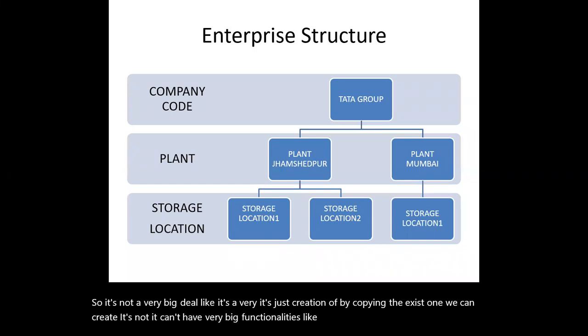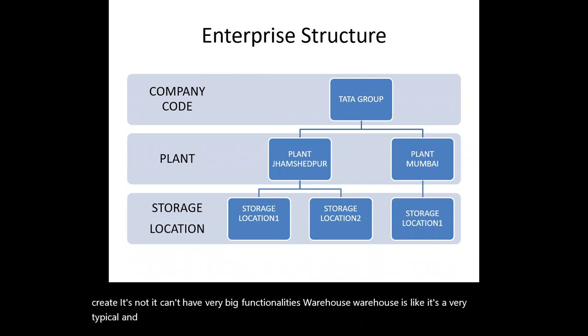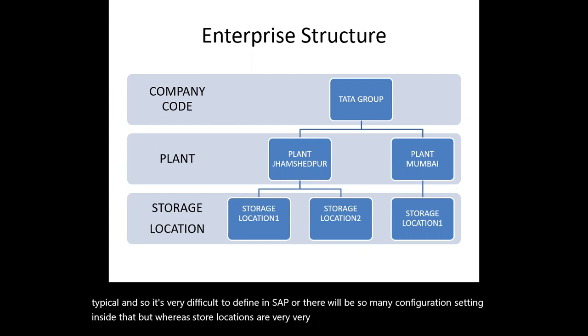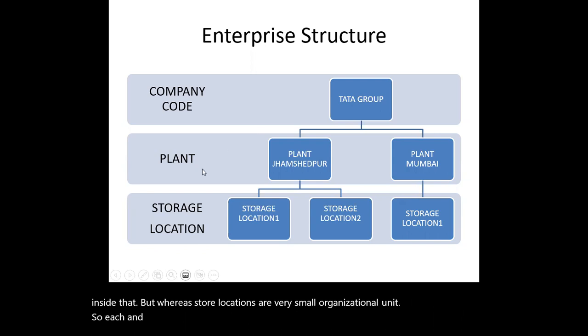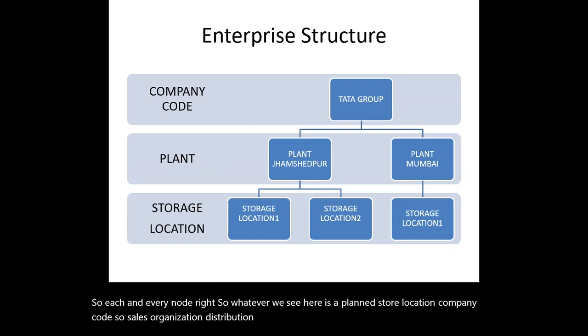A warehouse is very typical, so it's very difficult to define in SAP, and there will be so many configuration settings inside it. Whereas storage locations are very small organizational units. So whatever we see here, plant, storage location, company code, sales organization, distribution channel, division, all these are individual organizational units. Enterprise structure is nothing but a combination of organizational units.